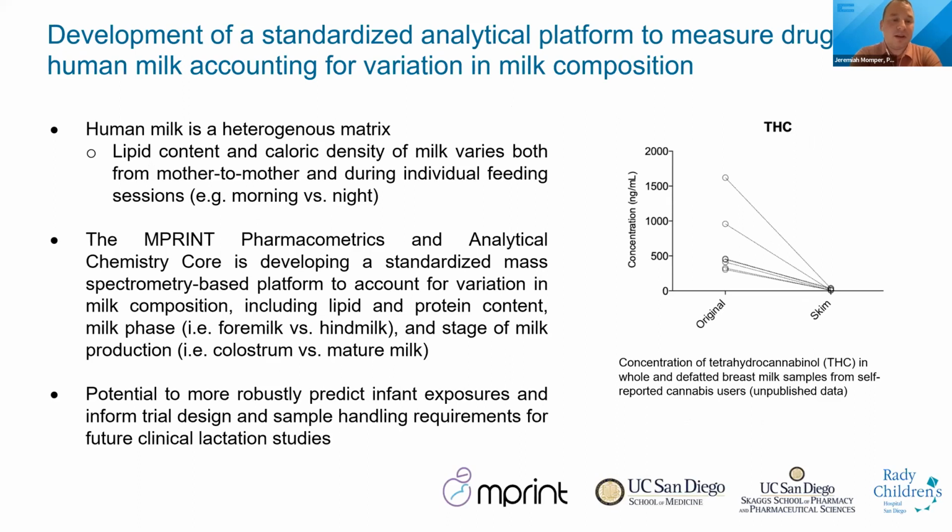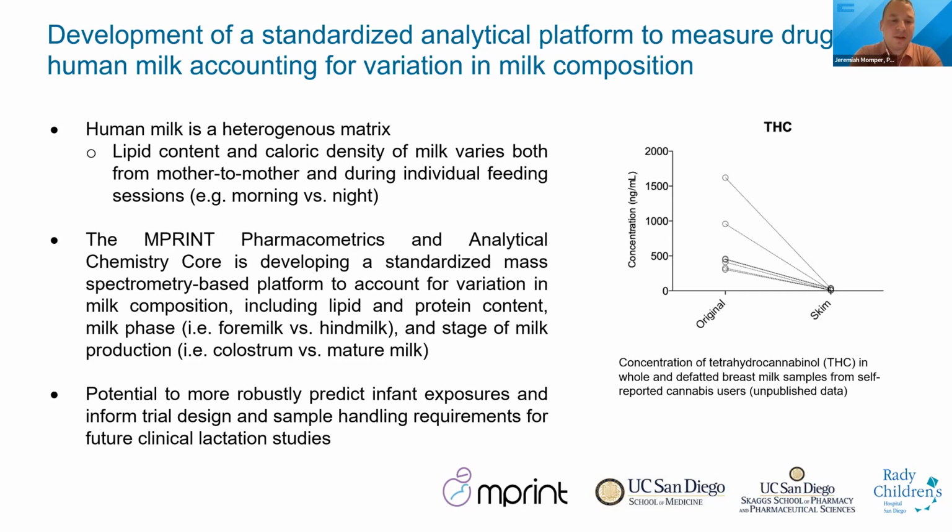One of the things that we've been working on that we're very excited about here at UCSD is developing a standardized analytical platform to measure drugs in human milk that accounts for variation in milk composition. And human milk really is quite a heterogeneous matrix. And I would contrast that with blood or plasma, which are certainly heterogeneous from patient to patient, but often not to the degree that milk is. And thinking about things like lipid content, caloric density of milk, those vary significantly, both from mother to mother, but also even during individual feeding sessions, for example, in the morning versus in the evening.